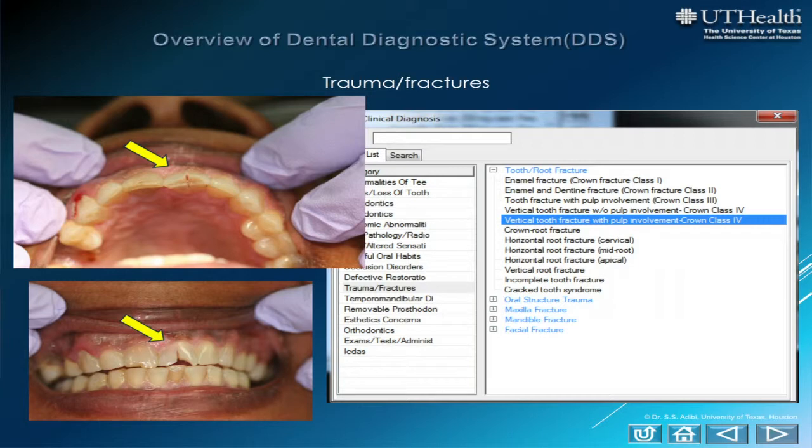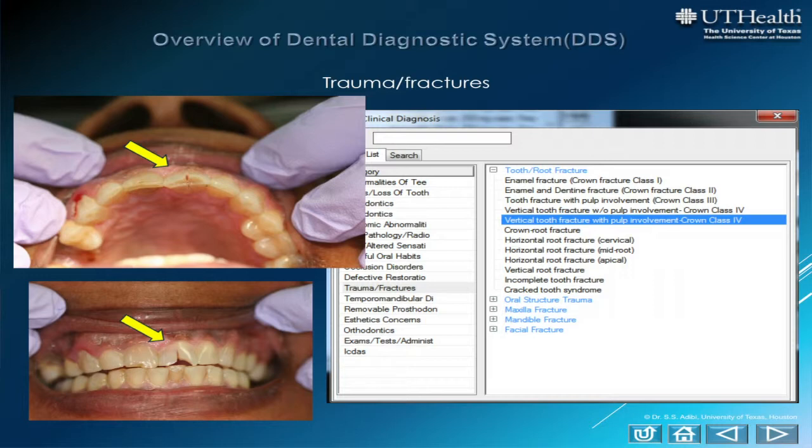Trauma and fracture category consists of tooth root fracture or structure trauma, fracture of maxilla, fracture of a mandible, and facial fracture.